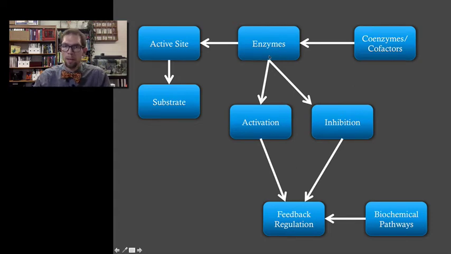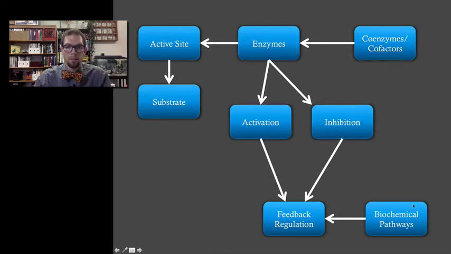Now, enzyme regulation is important. You can regulate enzymes by having them present in the cell or not having them present in the cell. But if you want the cell to be able to react quickly, you want to have the enzymes there, and then you want to either activate them or deactivate them. And so enzymes can be activated by activators, or they can be inhibited by inhibitors.